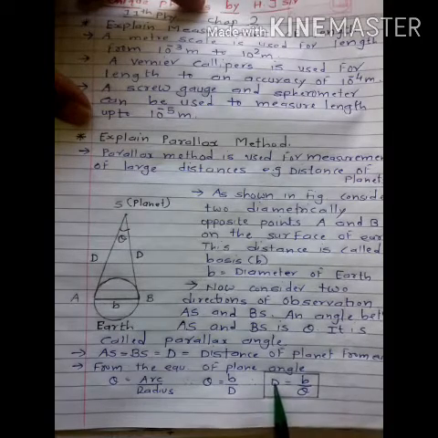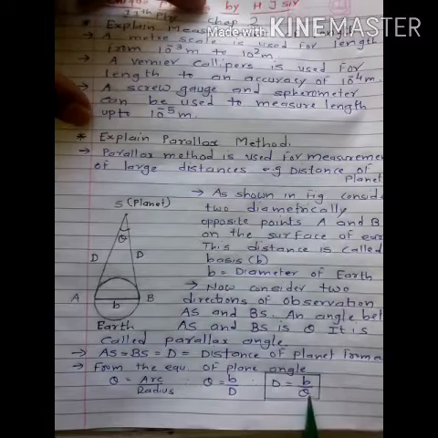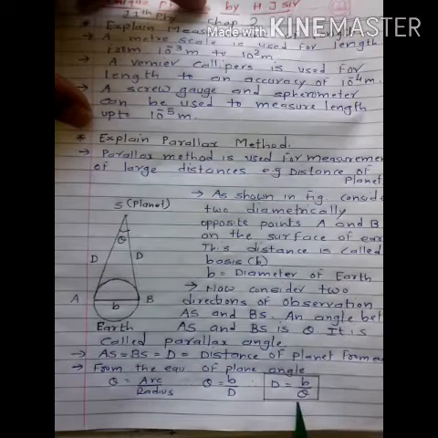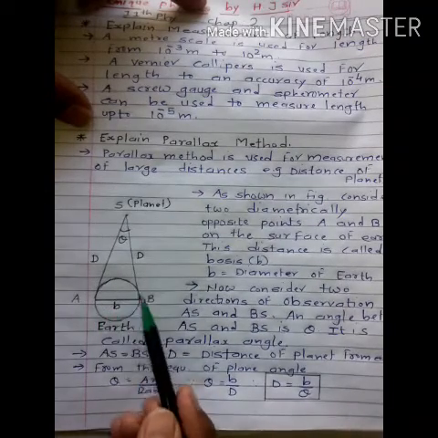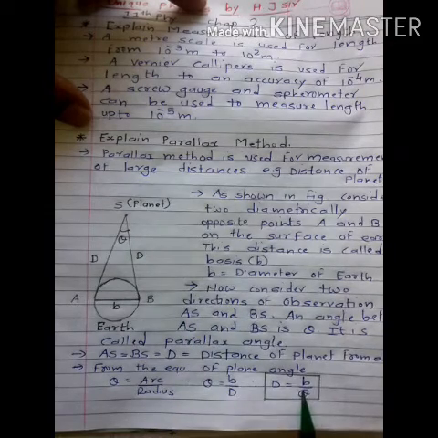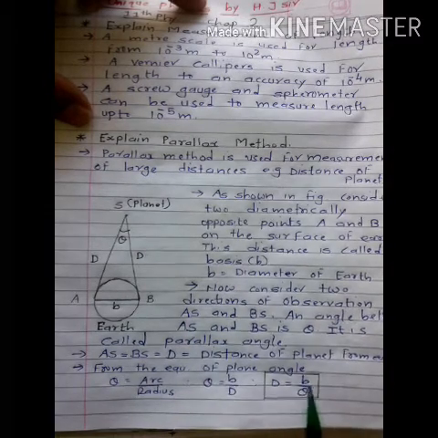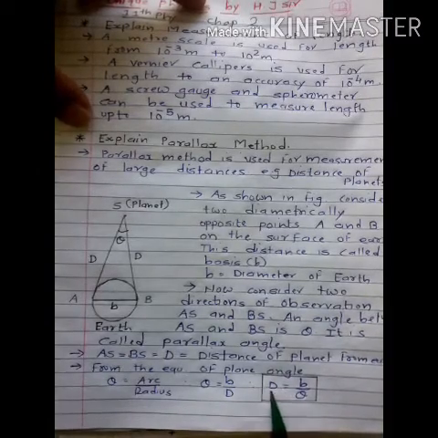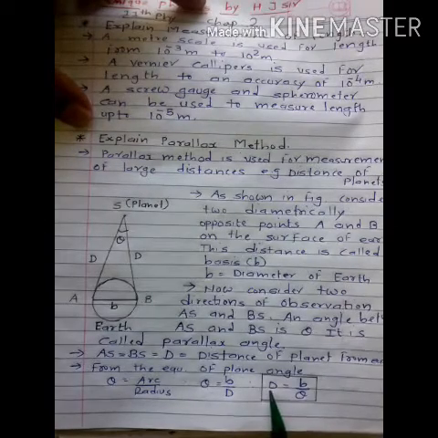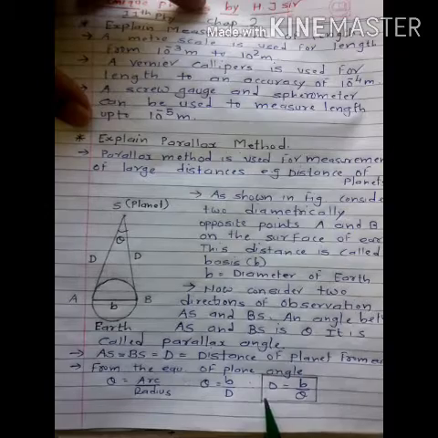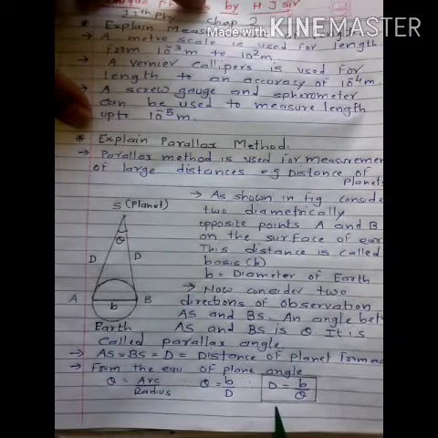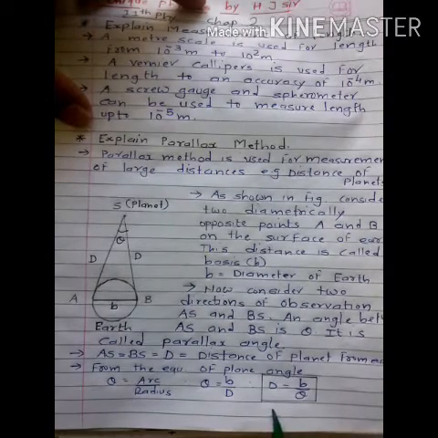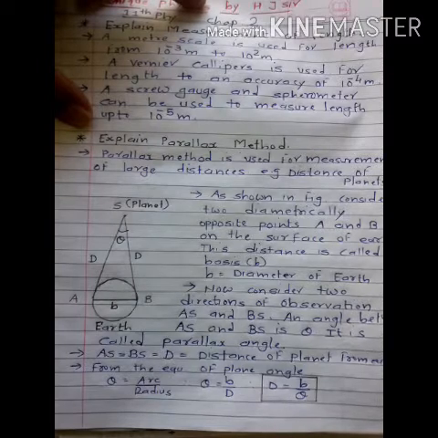We want the equation of D. So D is equal to b upon theta. So b, basis or diameter of earth, is a known quantity. Using these two directions of observation AS and BS, we can measure angle theta, parallax angle theta, and using these two quantities we can find the value of D, meaning distance of the planet from earth. So this is called parallax method, and this method is used to measure large distances. Okay, in our textbook some examples are also given on the basis of these equations.